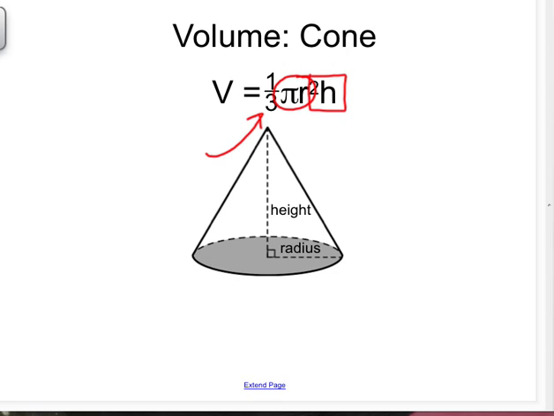Just to be sure we're all clear about where we're going to find our measurements, here's a cone turned upside down. The radius goes from the center of the circle out to the edge, and the height is from the center of that base straight up to the vertex. We're going to be looking for those measurements as we look at these cones today.